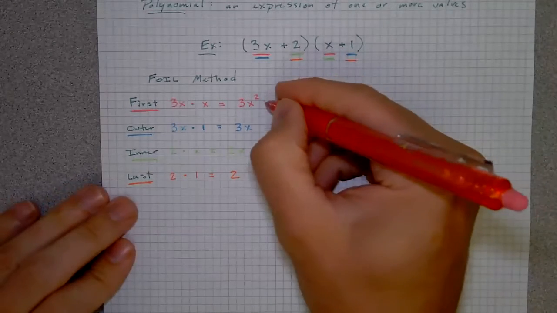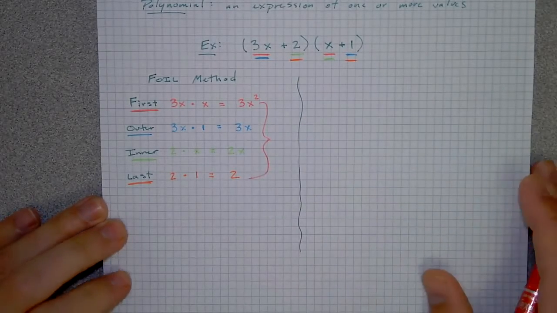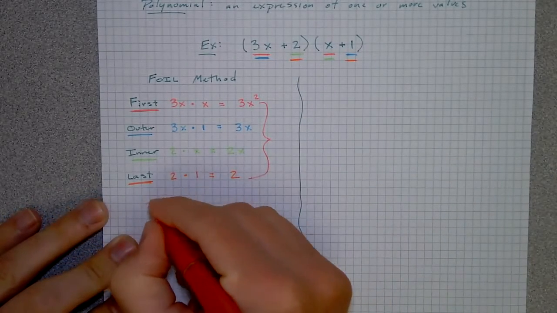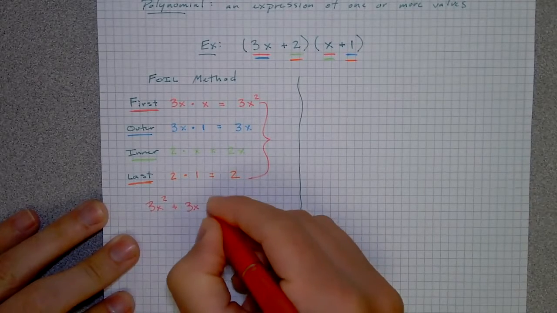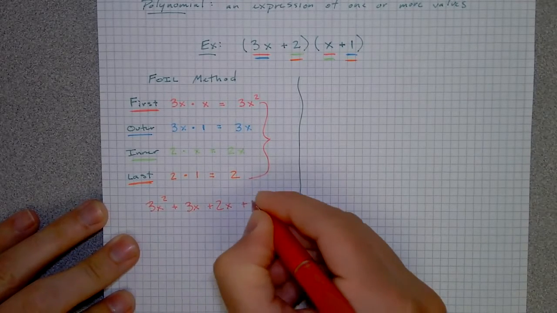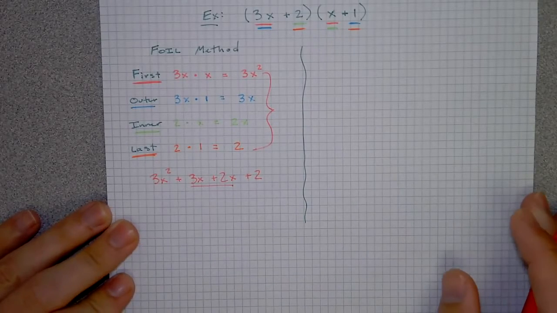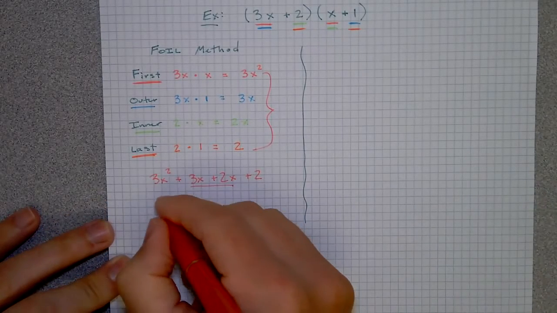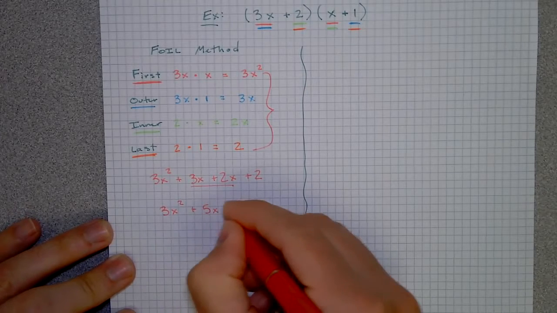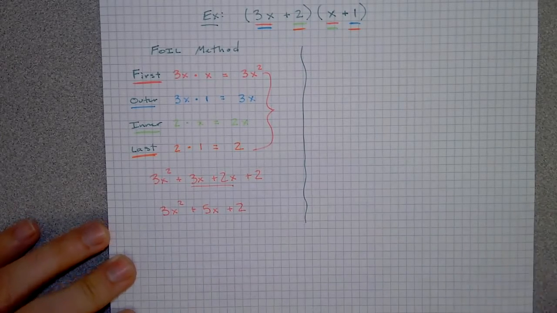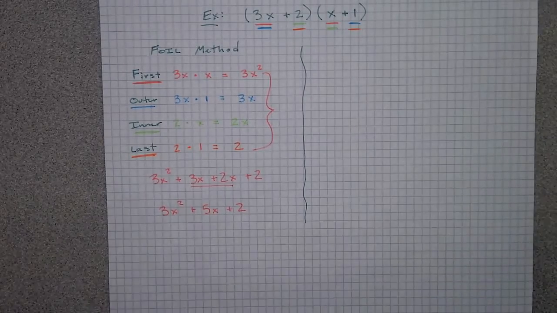Okay, so now we take our 4 answers there. So we get 3x squared plus 3x plus 2x plus 2. Combine like terms in the middle there. And we get 3x squared plus 5x plus 2.